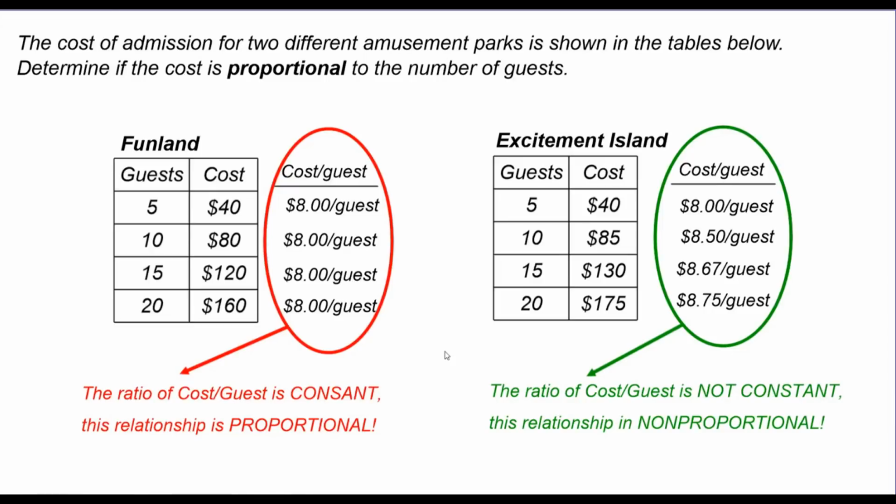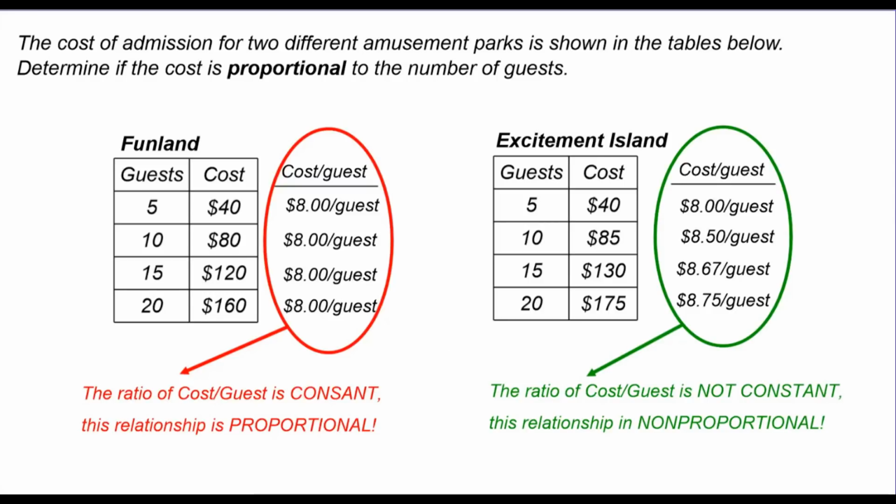So looking on the left at Funland, we've got a table here that shows the cost for various numbers of guests. So it says that 5 guests cost $40, 10 guests cost $80, and so on and so forth. And then Excitement Island, we've got the same table and the cost for 5, 10, 15, and 20 guests. Now, if you were to find the ratio of the cost to the guests for each one of these values in the table, that's what I have in these ovals here.